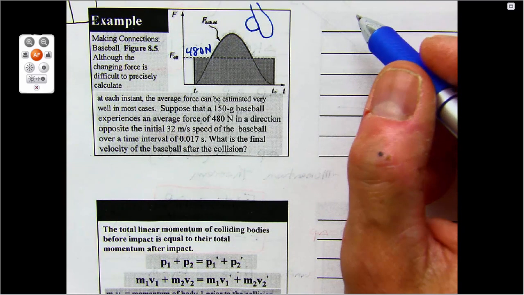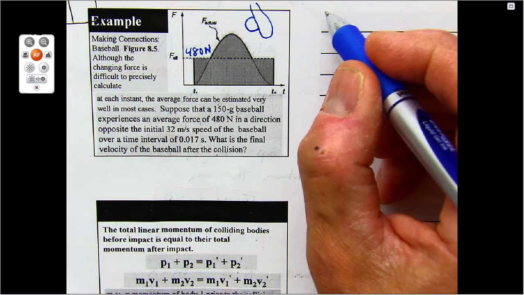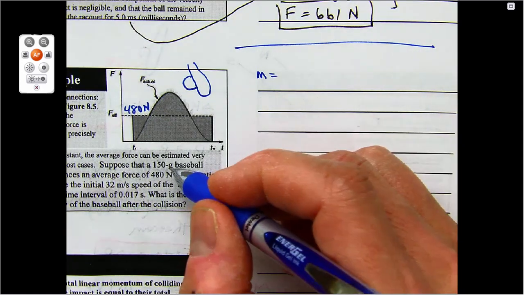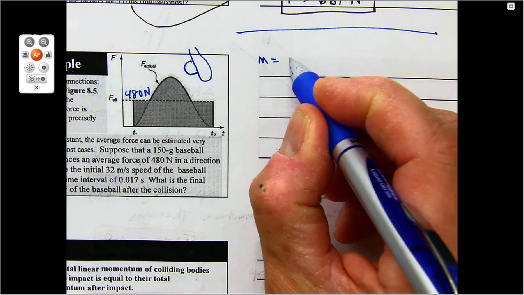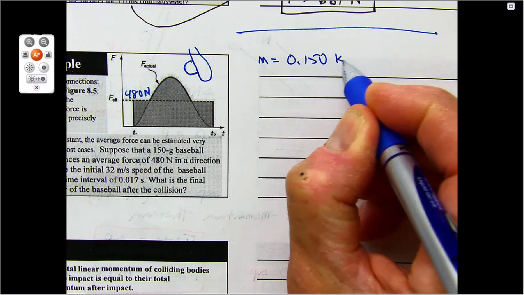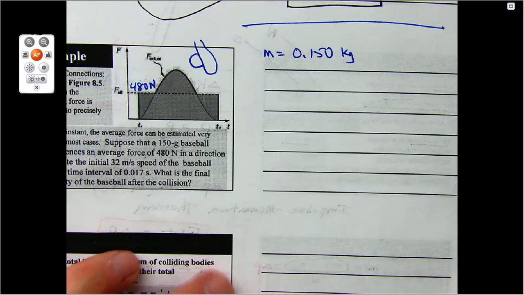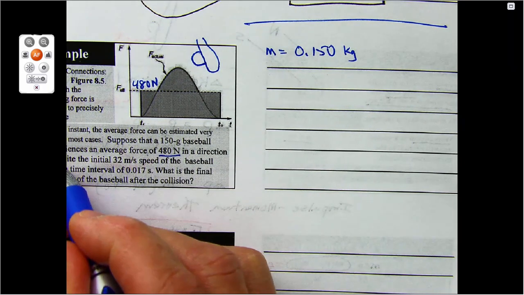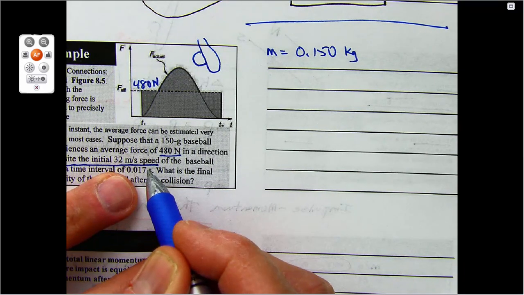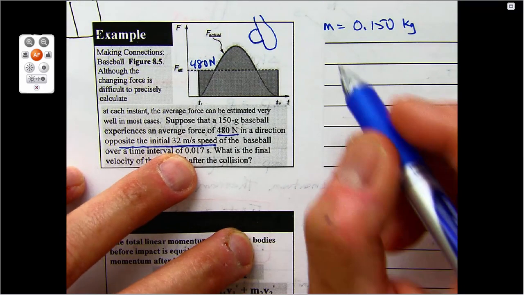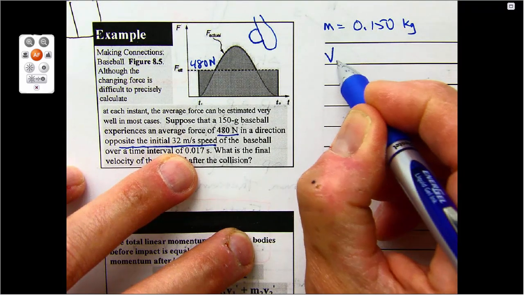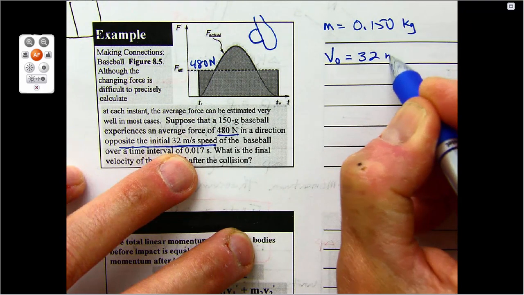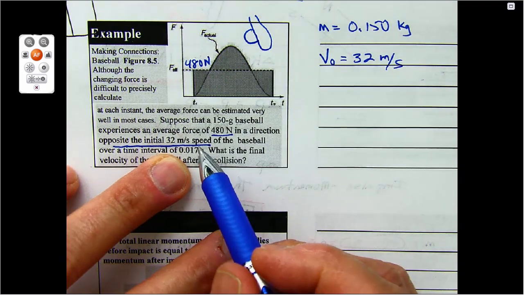So I'm just going to write down what I read here. We've got a mass of 150 grams. How many kilograms? 0.150 kilograms. Okay. An average force of 480 in a direction opposite the initial 32 meters per second. So my initial velocity here is 32 meters per second. This force is acting opposite.